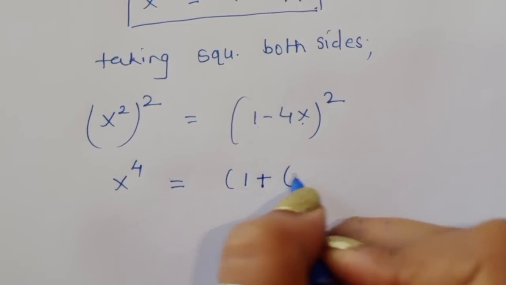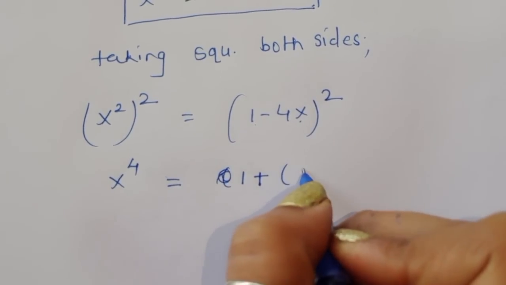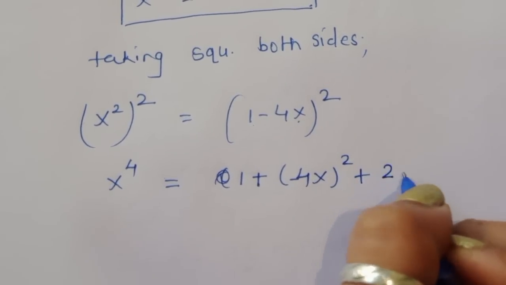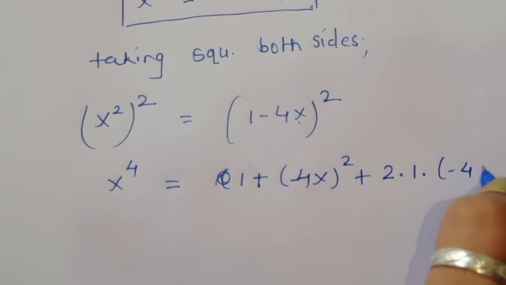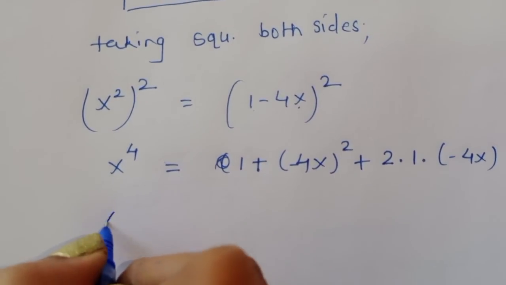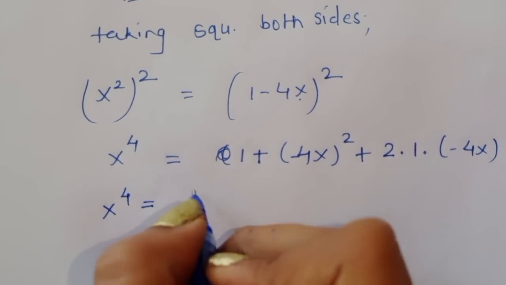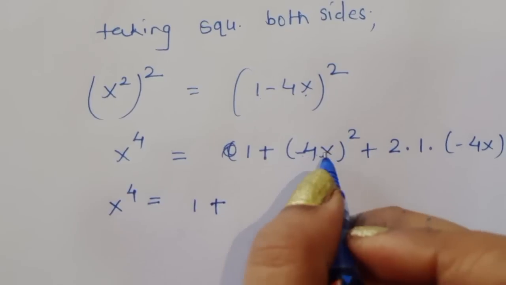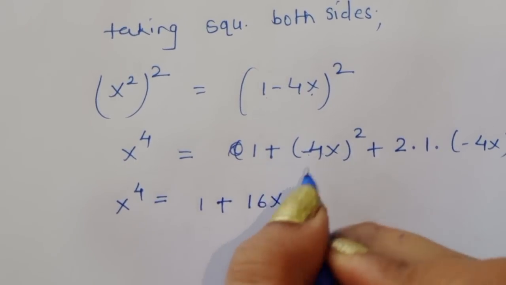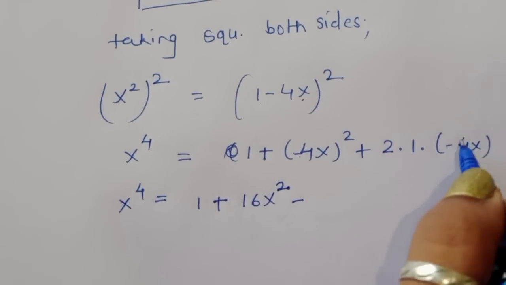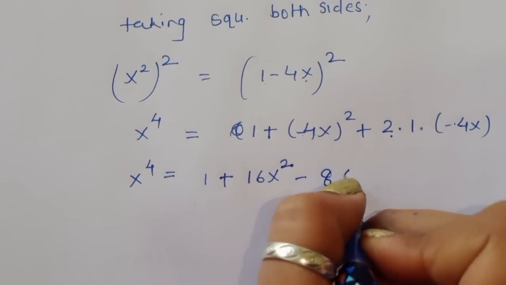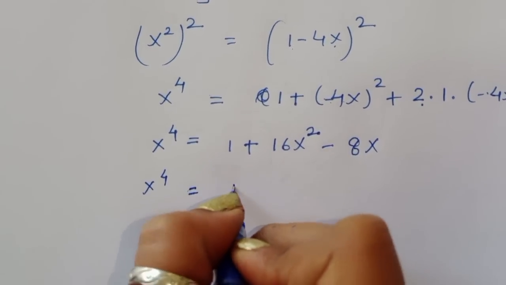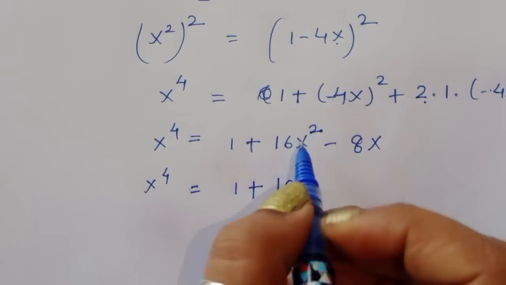1 plus minus 4x whole square plus 2 times 1 times minus 4x. Now x power 4 is equal to 1 plus minus 4x square, that is 4 fours are 16 x square, so plus 16x square, minus 4 twos are 8, minus 8x. Now x power 4 is equal to 1 plus 16 x square minus 8x.